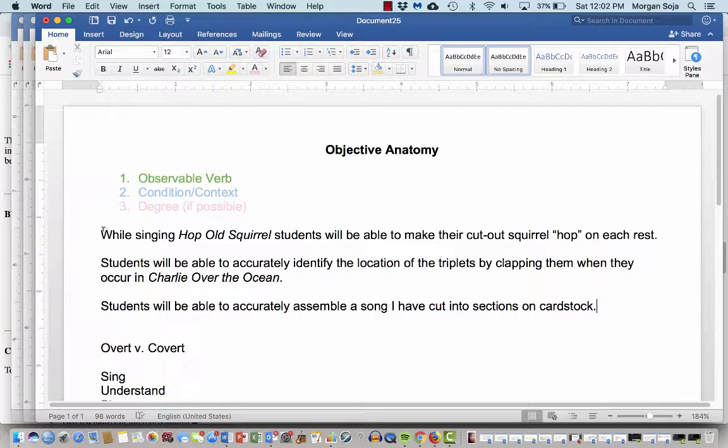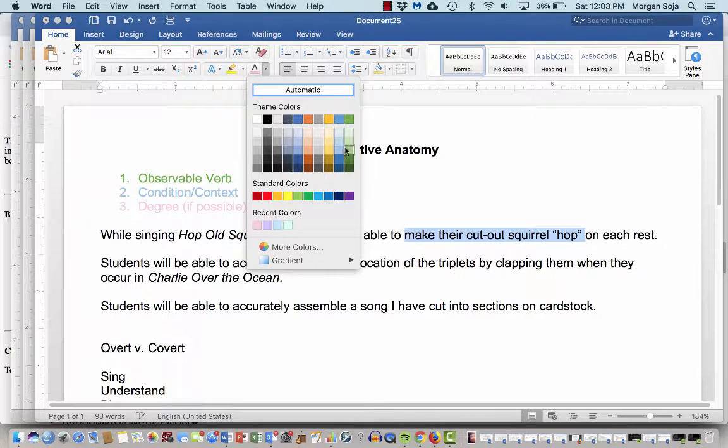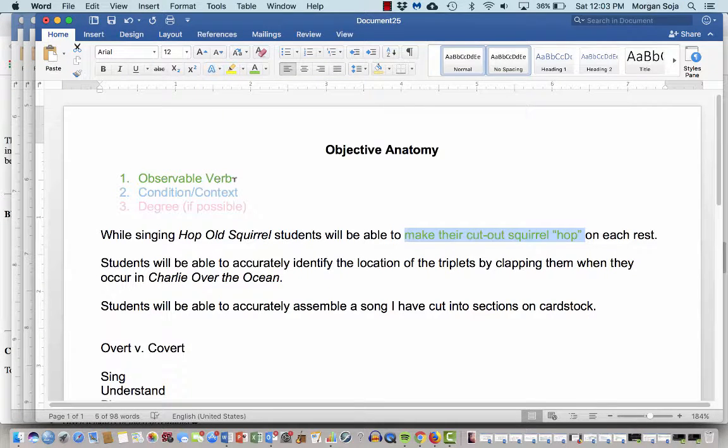The first one I have is: while singing Hop Old Squirrel, students will be able to make their cutout squirrel hop on each rest. So this is a clear objective that says what we want the students to be able to do. It has an observable verb, in this case, make. And I guess we could say make their cutout squirrel hop. That's the thing that we want them to be able to do. So let's highlight this just briefly and say that's the observable thing.